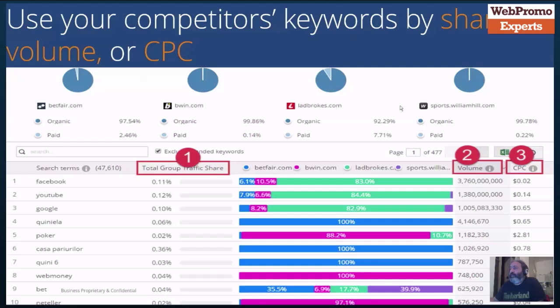Okay, so one of the many things you can do is here I've pulled data on 4 large casino sites. Assuming this is a market I'm getting into. So I can look at competitors' keywords, and I can sort by either traffic share, volume, and this is the volume taken from Google's keyword tool, or cost per click, and start sorting, and then downloading into Excel, and creating groups from.